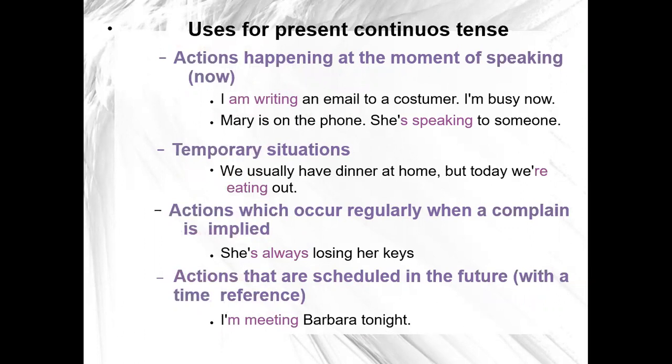Actions which occur regularly when a complaint is implied. She is always losing her keys. Here in this sense, my friends, you have to pay attention that you need to use a frequency adverb, which is always. Always and verb to be and ing. For example, she's always losing her keys, or he's always listening to loud music, or they are always eating fast food. That is to express that you get annoyed, that you get angry for something.